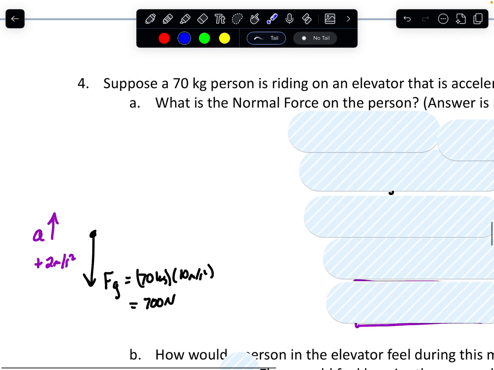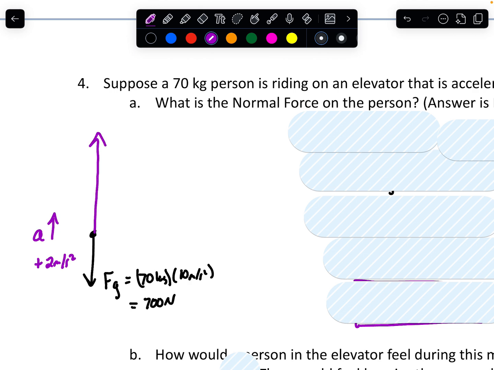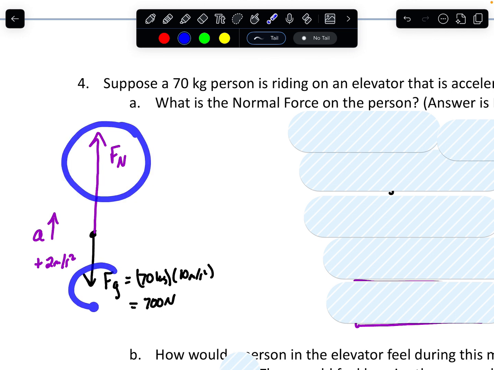The other force that we have to investigate is the force of the floor of the elevator pushing back upwards against the person. That normal force, in this case, must be greater than the weight force, so I'm going to draw a bigger arrow because I know the normal force is the force pushing up, and in that direction there's a net force that causes the acceleration. So therefore this force must be larger than the weight force in order for there to be an acceleration upwards, or a net force upwards.